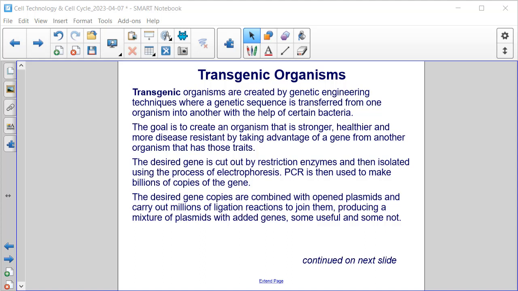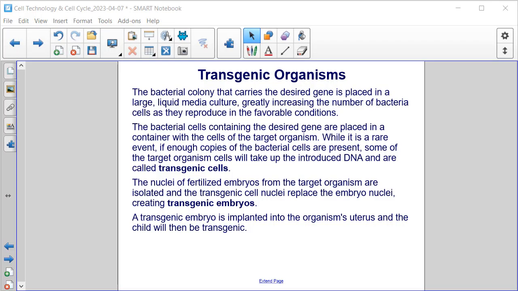The desired gene is cut out by restriction enzymes and then isolated using the process of electrophoresis. PCR is then used to make billions of copies of the gene. The desired gene copies are combined with opened plasmids and carry out millions of ligation reactions to join them, producing a mixture of plasmids with added genes, some useful and some not.